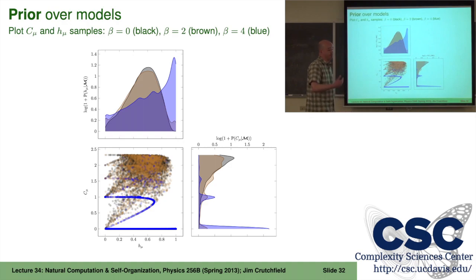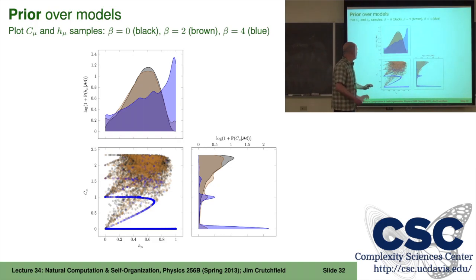All right, so the first thing is to look at the prior. And so this kind of looks at what happens if you give different betas. So I'm feeding no data to it, but I'm changing beta from 0 to 2 to 4. The things to look at are these samples in C mu and H mu space, and then, for example, this is C mu this way. If you project that, marginalize it just on C mu, this is what the densities look like for those samples. And if you project this way, this is what the density of H mu looks like.